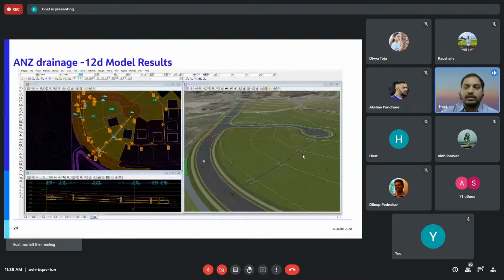We need to design the stormwater in such a way that we will take care of the road surface water, and we can discharge at some outfall location, which you can see in the plan view. So in the plan view, we are giving a big pond here to store the water, and we can release that particular water into the natural stream.